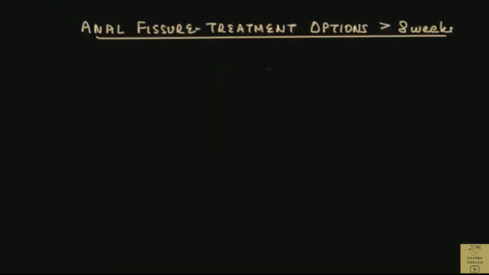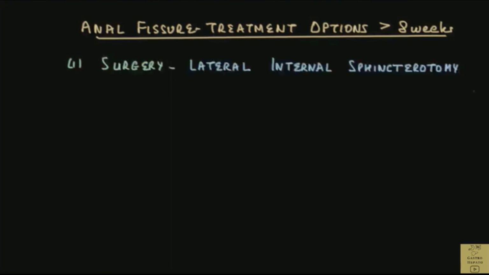These options would include referral to a colorectal surgeon for surgery called lateral internal sphincterotomy. The operation involves cutting a small portion of the anal sphincter to reduce spasm and pain and thus promote healing. This operation has over a 90% success rate in good surgical hands. A small number of patients will experience incontinence or inability to control bowel movements after surgery. Fortunately, this is temporary, with recovery after a few weeks.